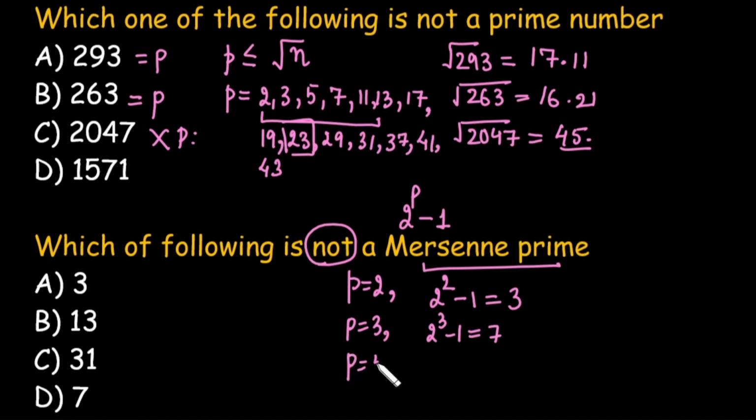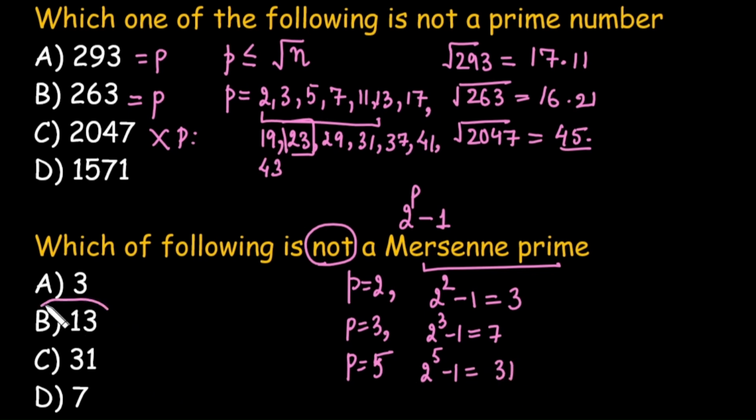P is equal to 4. Can we take this? No, because here p stands for the prime. So we cannot take 4 here. Next integer we need to take is 5. So 2 raised to power 5 minus 1, that is equal to 32 minus 1, 31. So the next Mersenne prime number is 31.